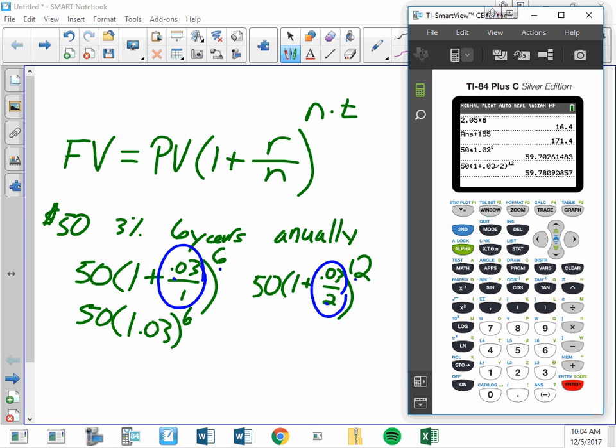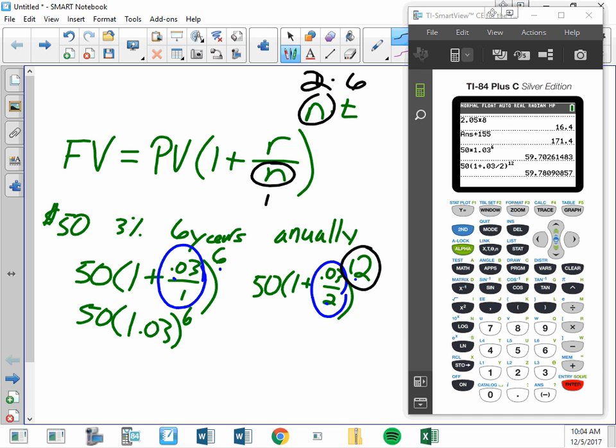So the formula says, how many compounds are there per year? That would be 1, and it's 1 compound for 6 years, which gives you 6. The next one would be 2 compounds per year for 6 years, for a total of 12. So that's a good question.